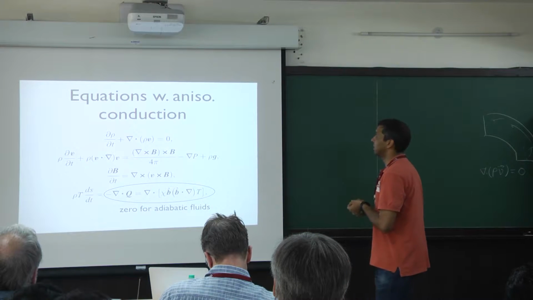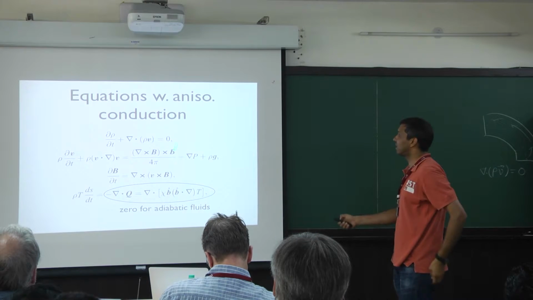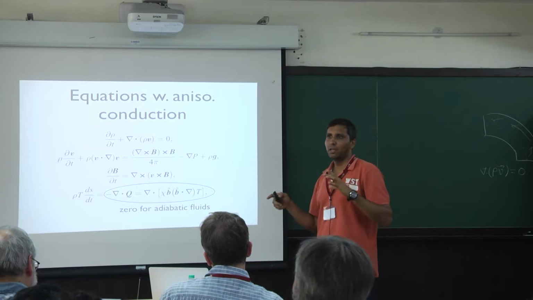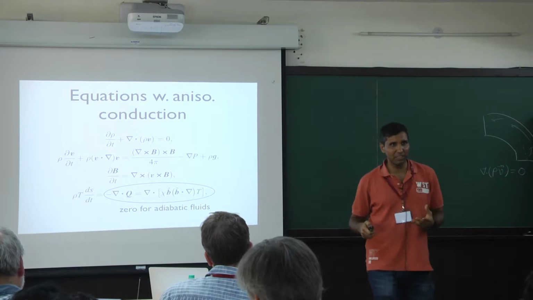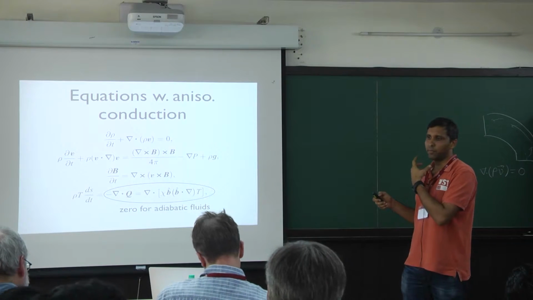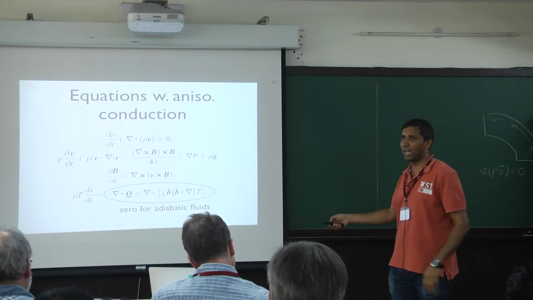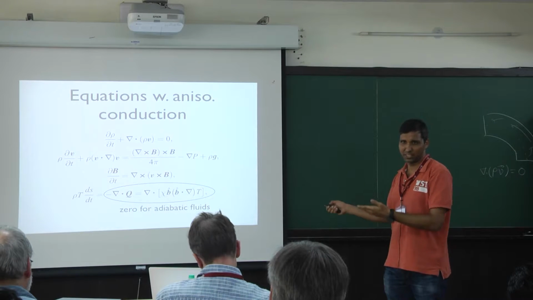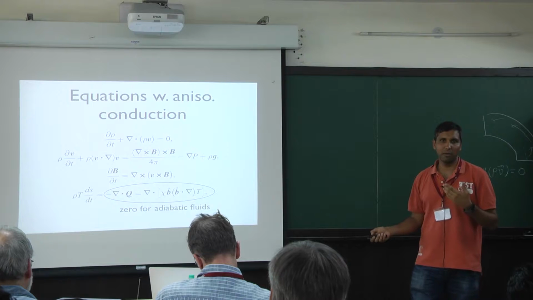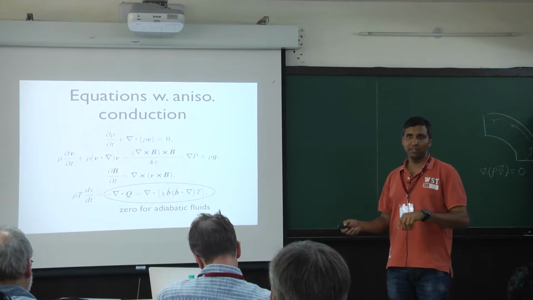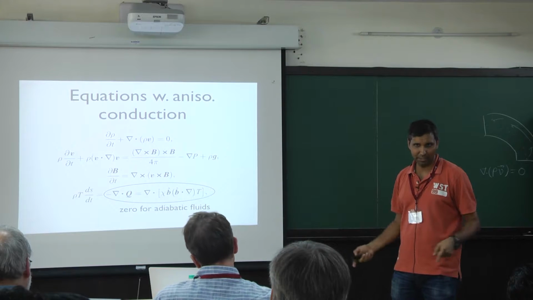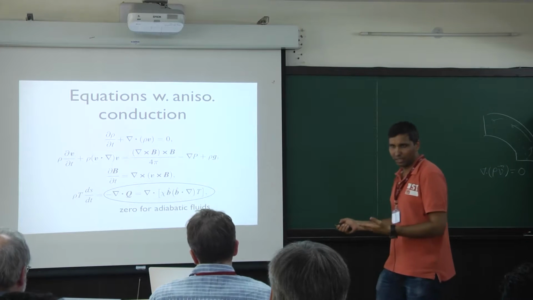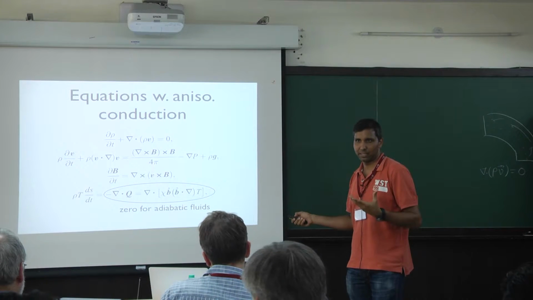Okay, so let's come to the equations. Just to set the stage, I'm going to do a calculation for what is the natural convection or buoyancy response of such a system. We know that if you have an adiabatic fluid, the adiabatic fluid becomes convective when the entropy is maximum at the bottom. So this is an analogous calculation for an anisotropically conducting plasma.